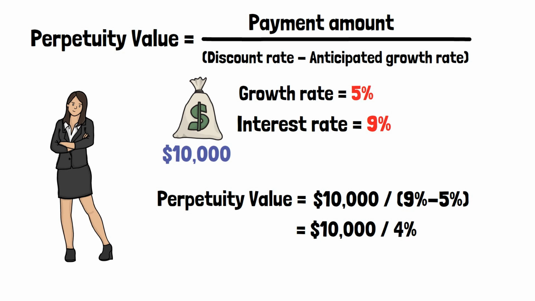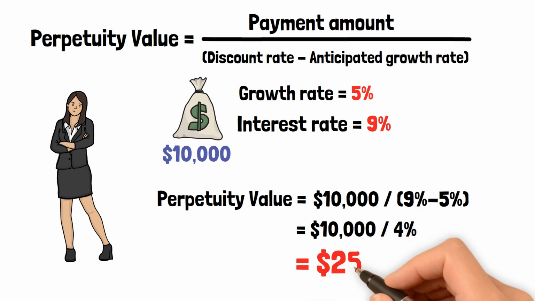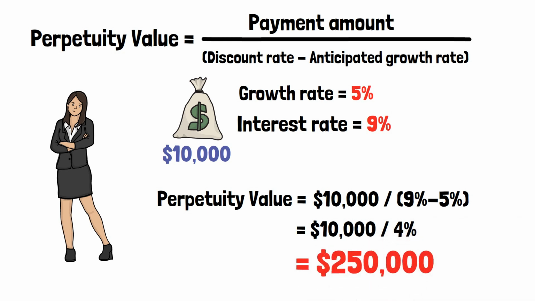Since $10,000 divided by 4%, which is the same as 0.04, is $250,000, she must fund the perpetuity with $250,000.